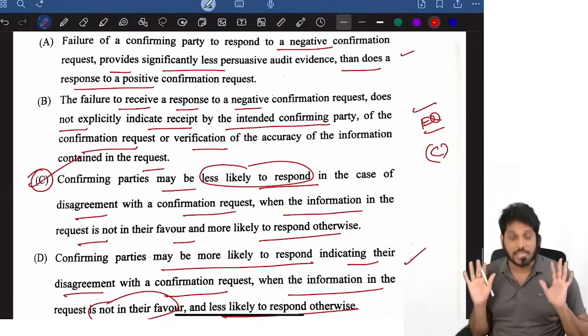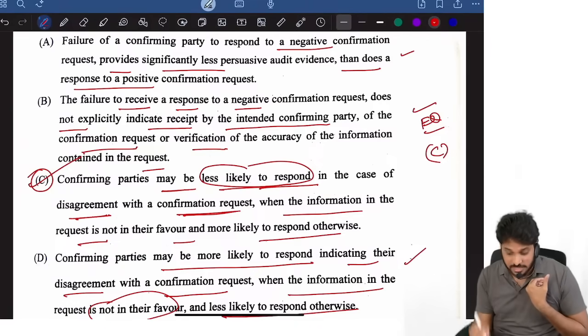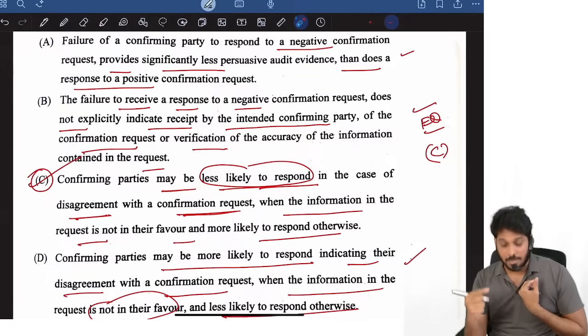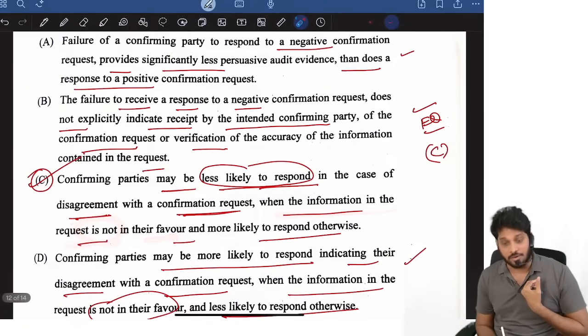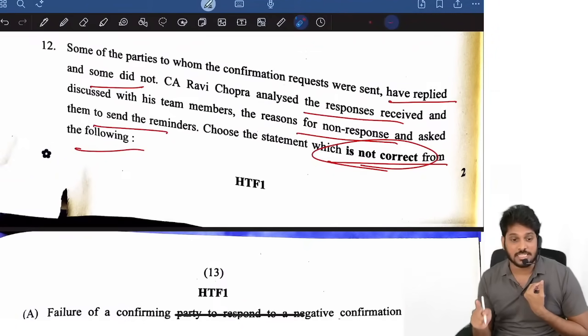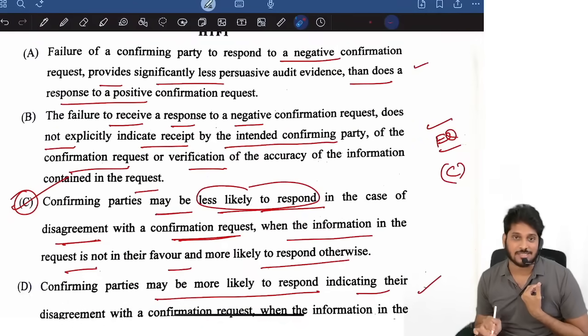12th question: which of the following is not correct? C option is not correct. Confirming party will be less likely to respond in case of disagreement with a confirmation. No, in case of disagreement, they will be more likely to respond, when the information in the request is not in their favor. So this statement is not correct. Here in the 12th question, they are asking which of the following statements is not correct. Therefore, C is not a correct statement. So the answer for the 12th one is C.